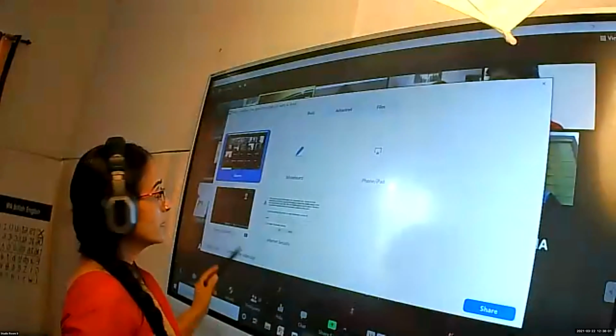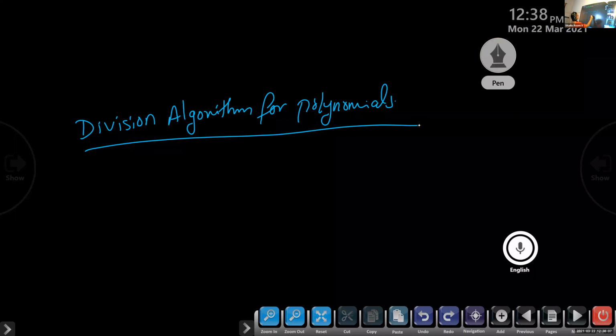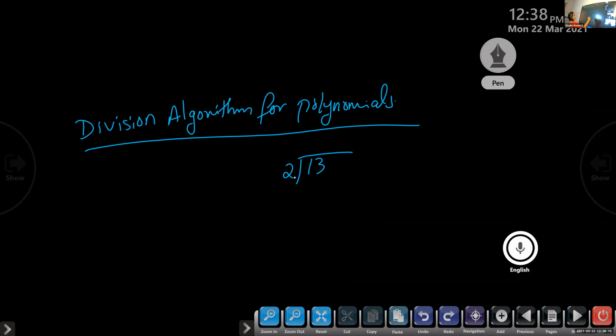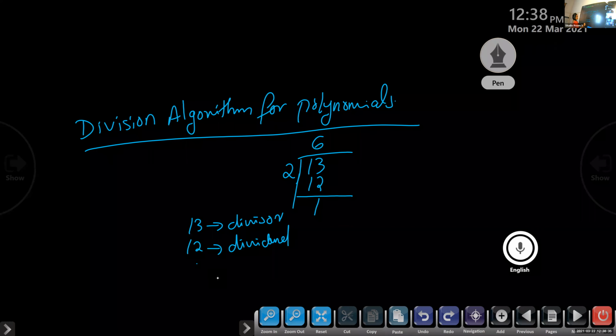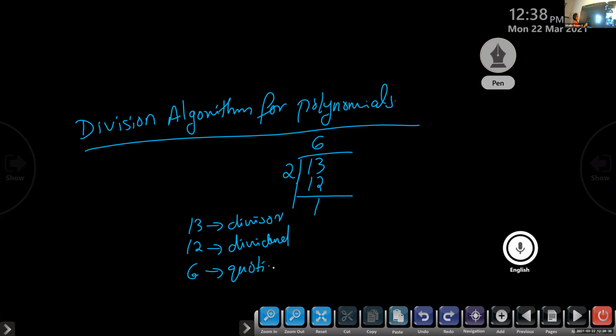Okay, anyway, we will do it. So, division of numbers we know. Suppose we are dividing 13 by 2. 13 is the dividend, 2 is the divisor, and the quotient will be 6. When we subtract, we will get 1 as remainder. Here 6 is the quotient and 1 is the remainder.